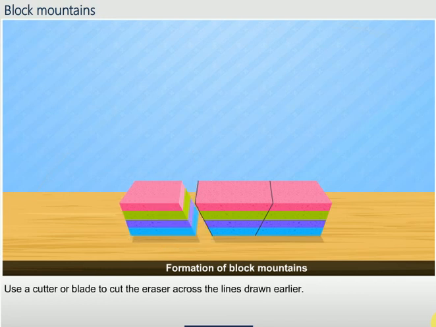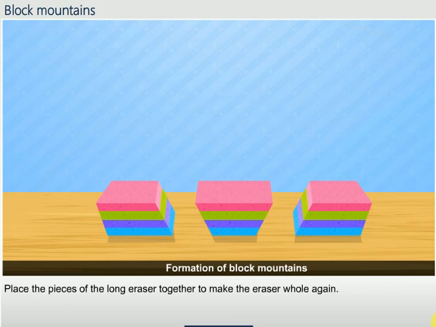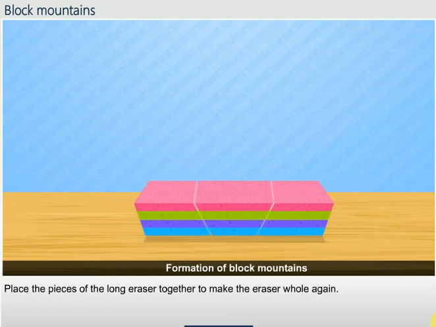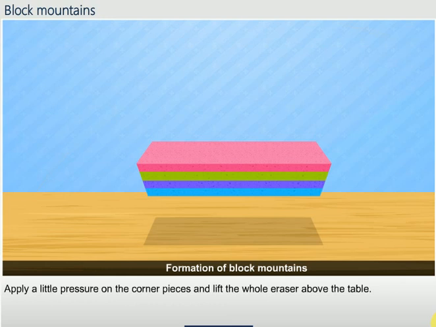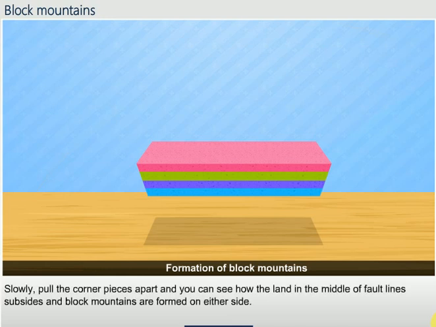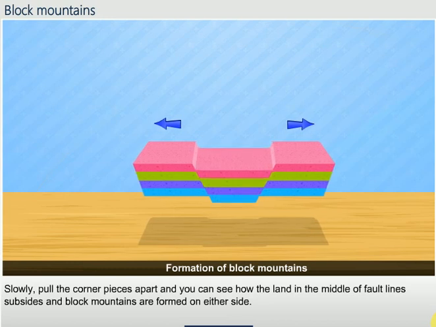Place the pieces of the long eraser together to make the eraser whole again. Apply a little pressure on the corner pieces and lift the whole eraser above the table. Slowly pull the corner pieces apart and you can see how the land in the middle of the fault lines subsides and block mountains are formed on either side.